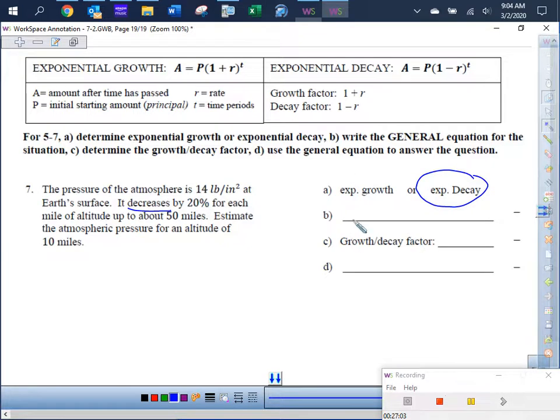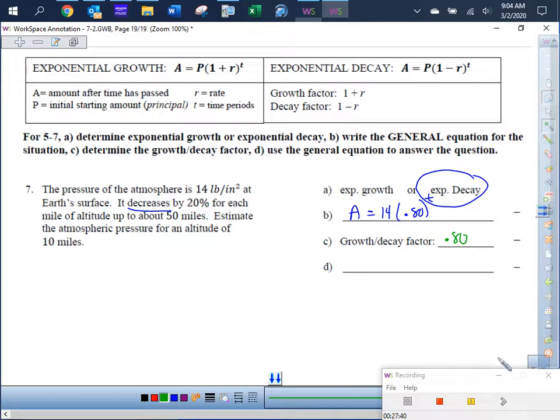And we'll write our general equation. They're talking about the atmospheric pressure. So originally, it's 14 pounds per square inch. Then, since we're decreasing by 20%, take 1 minus 20%. Don't you get 80%? You don't have to have the 0 if you don't want it. To the t-th power, or whatever variable they want us to use. And then what's our decay factor? 0.8 or 0.80, whichever one you write is fine with me.